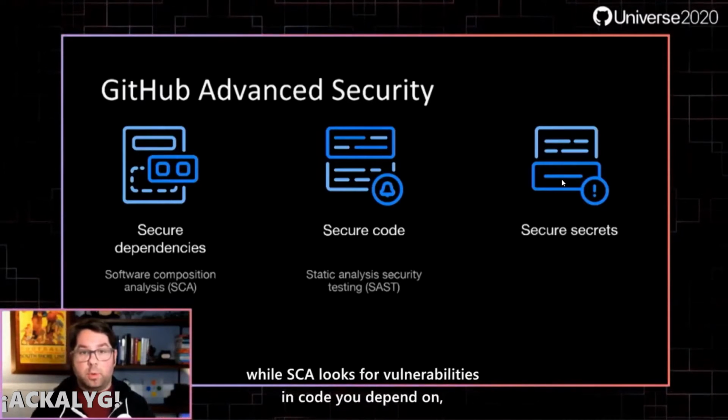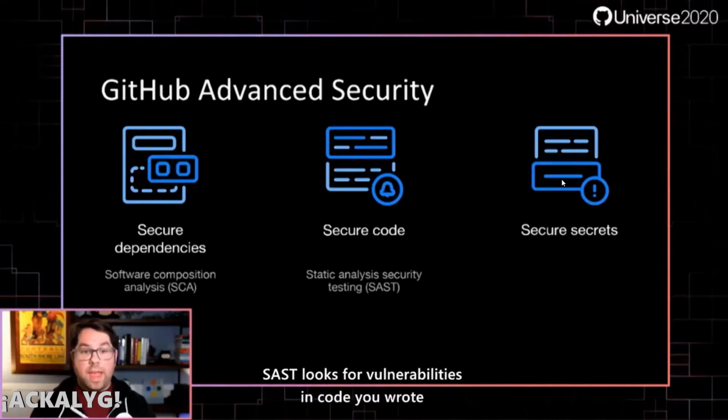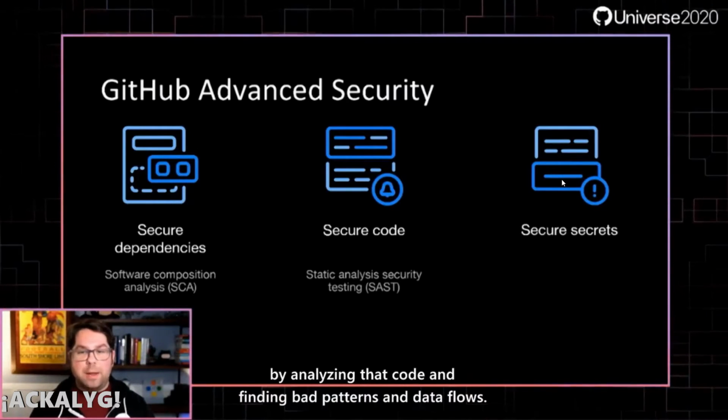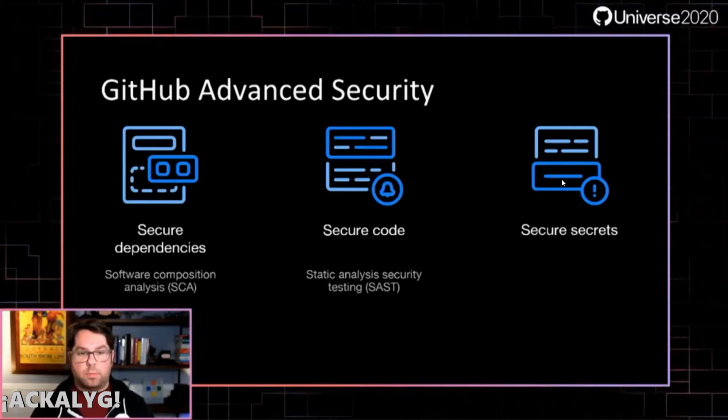While SCA looks for vulnerabilities in code you depend on, SAST looks for vulnerabilities in code you wrote by analyzing that code and finding bad patterns and data flows.